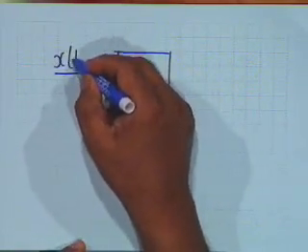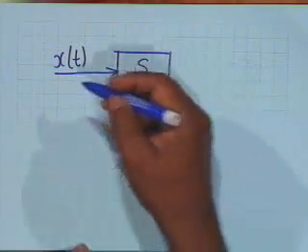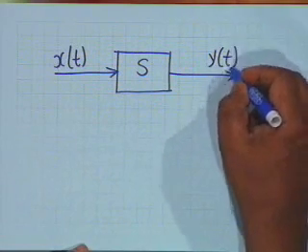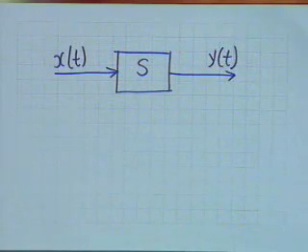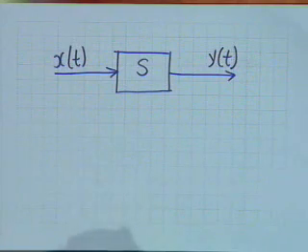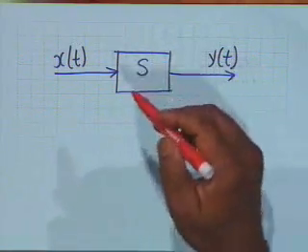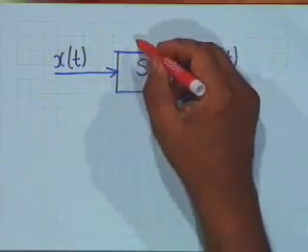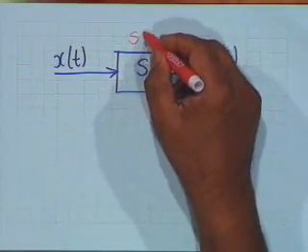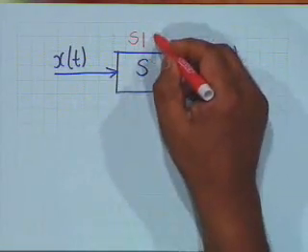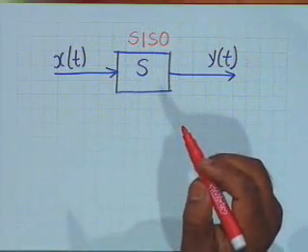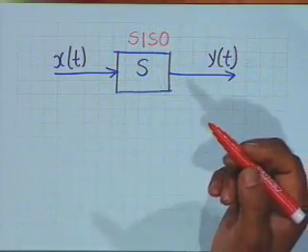If it is a continuous time system, it takes a continuous time signal x of t and produces one or more outputs y of t. This point was not stressed earlier. If there is only one input and only one output, this is called a single input, single output (SISO) system.